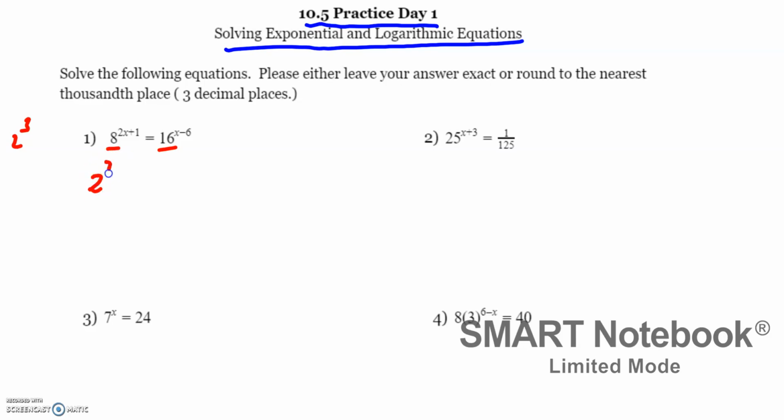What if we wrote 8 as 2 to the third, but then the 2x plus 1 is still there, and the 2x plus 1 is going to multiply the 3 that we just put into the problem. So 2 to the 3 times 2x plus 1 is going to equal something else on the other side. Can 16 also be written as a base of 2? Yes, it can. 2 to the 4th is really equal to 16. And then the x minus 6 is still there as well.